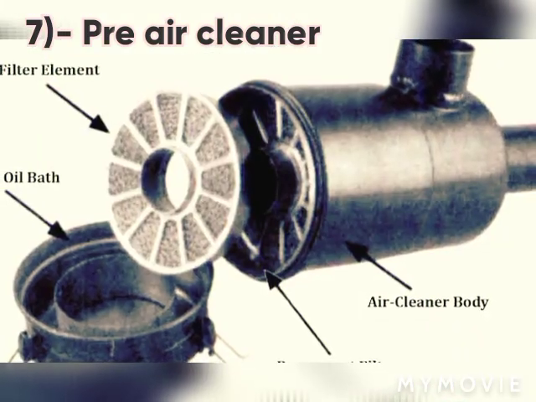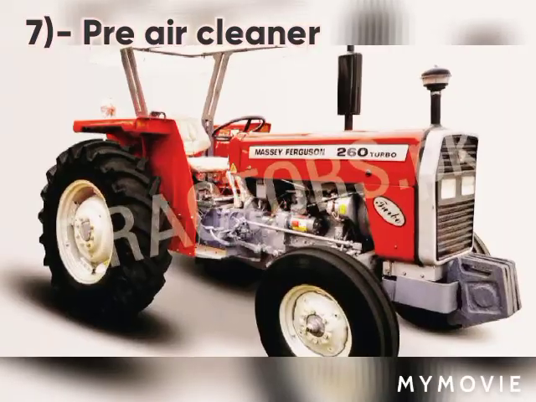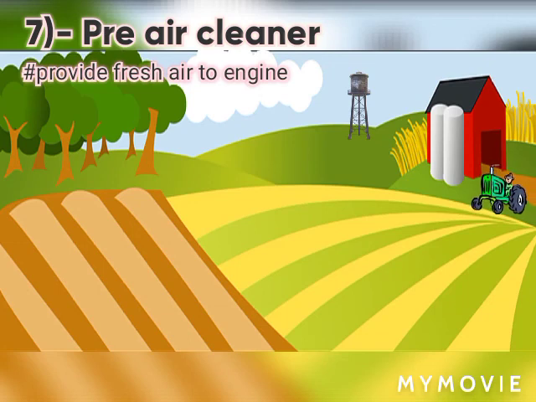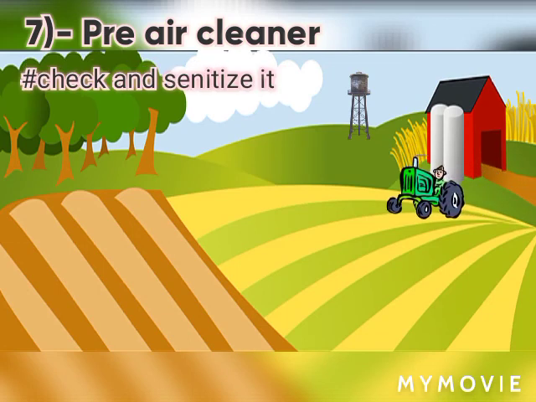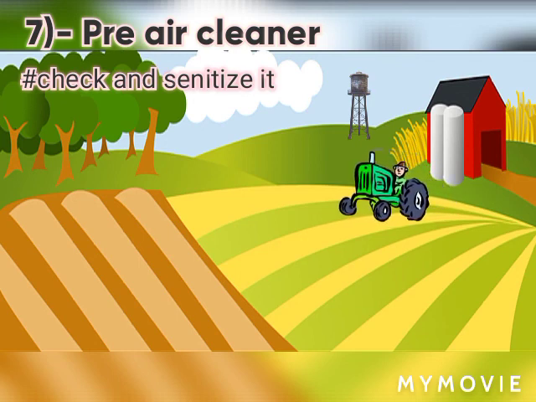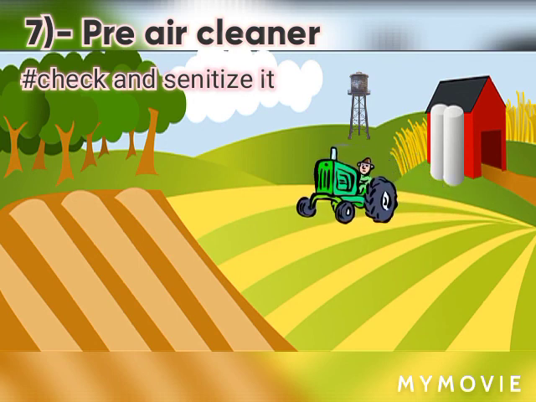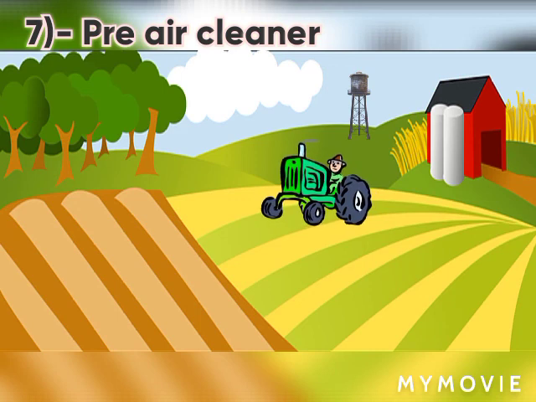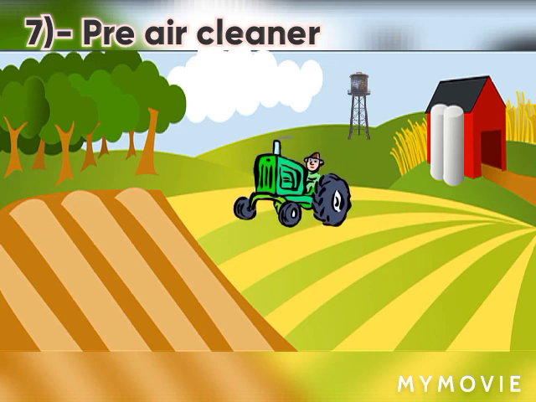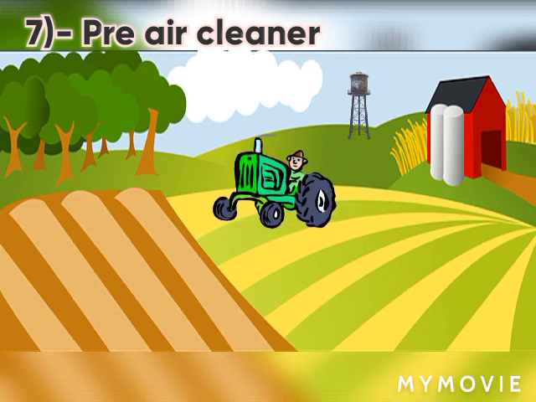Number 7. Pre-air cleaner. The pre-air cleaner provides clean and fresh air to the engine. It has a system of cleaning the air with an oil container at its bottom. Before the air reaches the bottom, it removes dust at the top. So check and sanitize it.